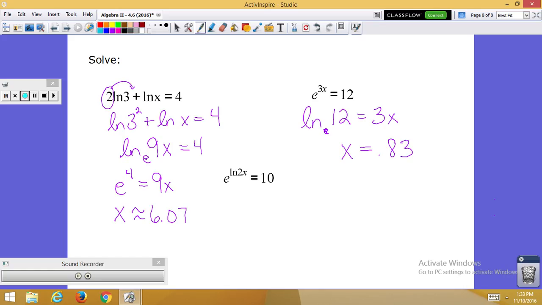And finally, this one looks a little different. We have a base e here and a base e here, so those actually cancel. This equation becomes simply 2x equals 10, so x equals 5.